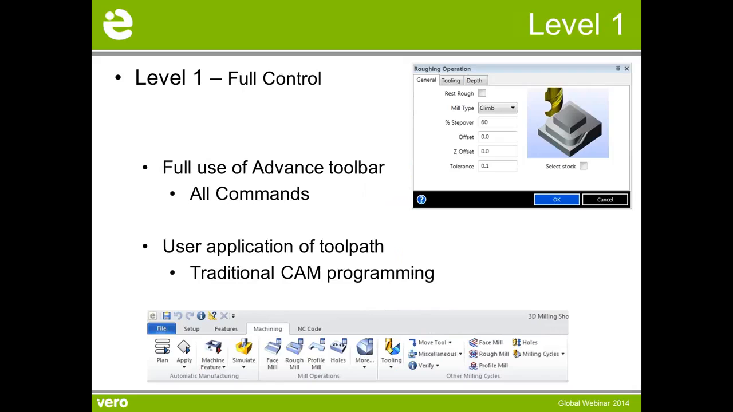Focusing on level 1, this is the full control. And this is what we call more of a traditional approach. What we'll see in a moment is how we have full manual control over all the Edgecam commands inside this environment. For example, we can pick a tool, we can apply move rapid, we can pick cycles. This gives us full flexibility, and this is what we deem to be more of a traditional method that we've seen historically in CAM programming.